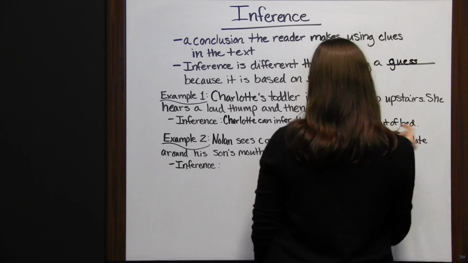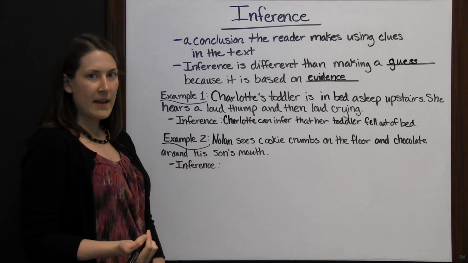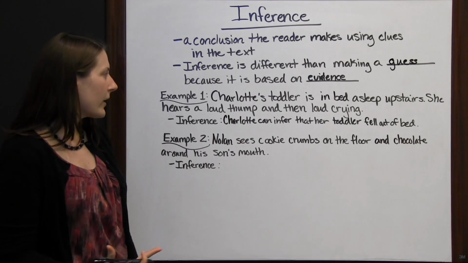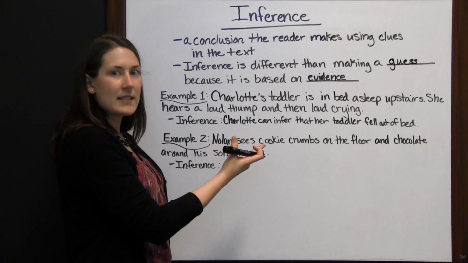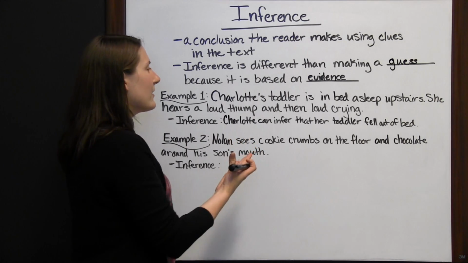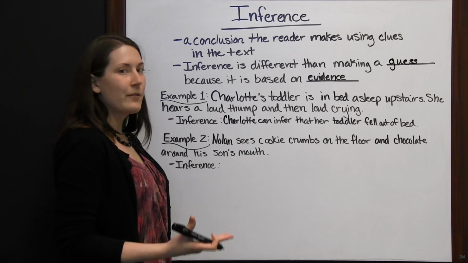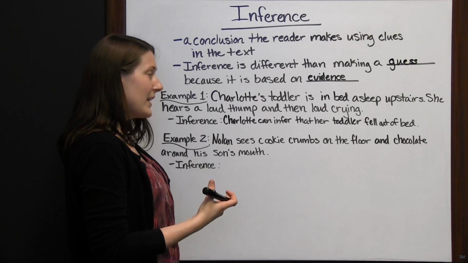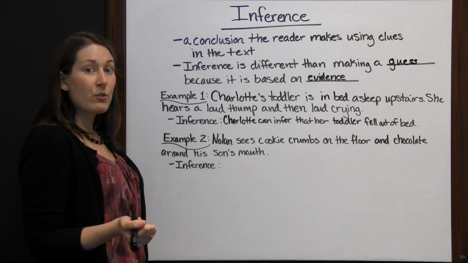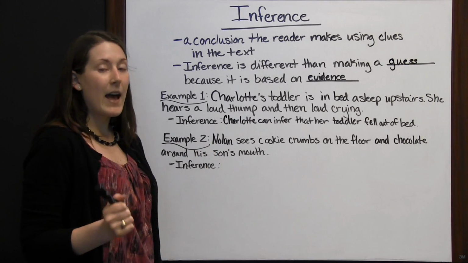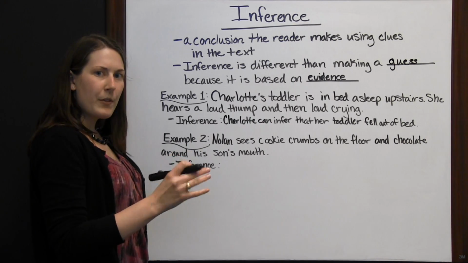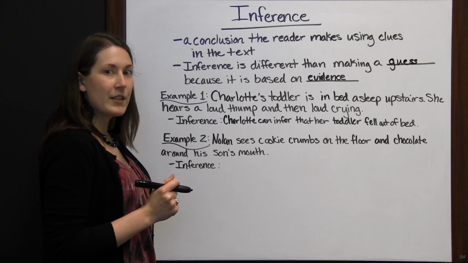Now, our example doesn't say the toddler fell out of bed, and it doesn't say Charlotte ran upstairs and found her child on the floor. But because you know the kid was in a bed sleeping, and then you hear a thump, probably against the floor, and then crying because the kid is hurt or scared from waking up in the middle of the night on the floor unexpectedly, Charlotte can infer that her toddler fell out of bed. Or the reader can infer that that's what happened whenever they're trying to process the story and figure out what the author was trying to tell them with these clues.